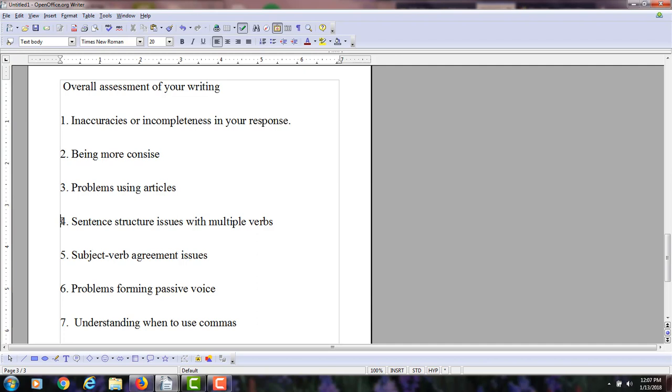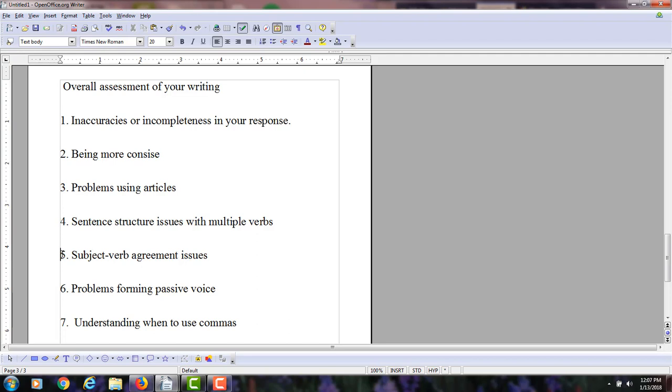Number 4, sentence structure issues with multiple verbs. Remember, an independent clause has one subject and one verb in it. Now, if you have more than one subject or more than one verb, you have to have some type of connector or conjunction in order to combine those ideas so you don't have a sentence structure issue.